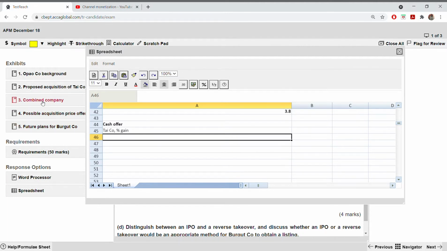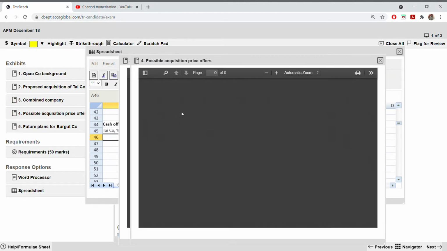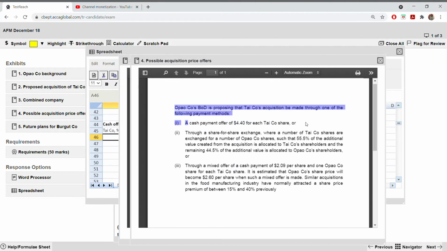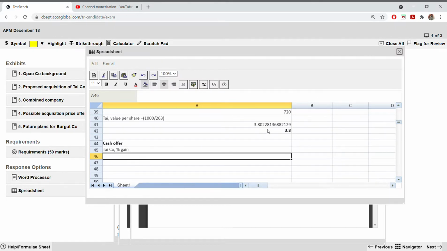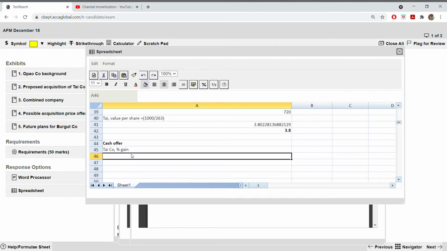So percentage gain, how much is it? For that, we have to go to the combined company and find the possible acquisition price. Now, the first is the cash offer. The cash offer is 4.4 for each Thai company share. So Thai company is going to receive 4.4 in cash. But what was the share price of Thai company? It was 3.8. So isn't it a gain? It's definitely a gain, because they are getting more in cash than their value per share. So it's just the difference between the cash and the share price, divided by the share price.